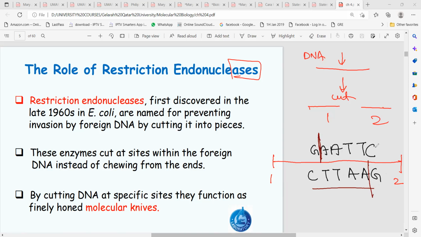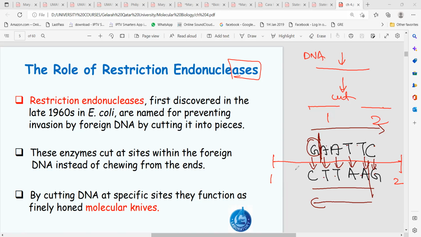Yes. They are opposite. See, they are complementary: G is opposite to C, A is to T, A is to T, T is to A, T is to A, C is to G. If you read from here, G is first, then A, A, T, T, C. This is not for the whole DNA sequence. This is only for this specific region. Clear?